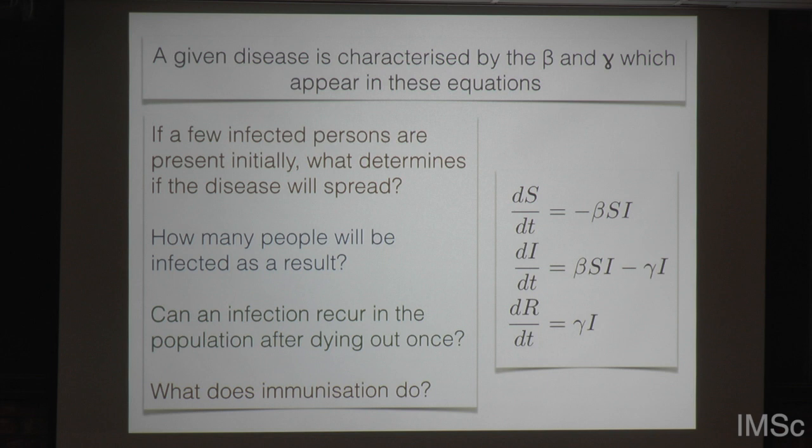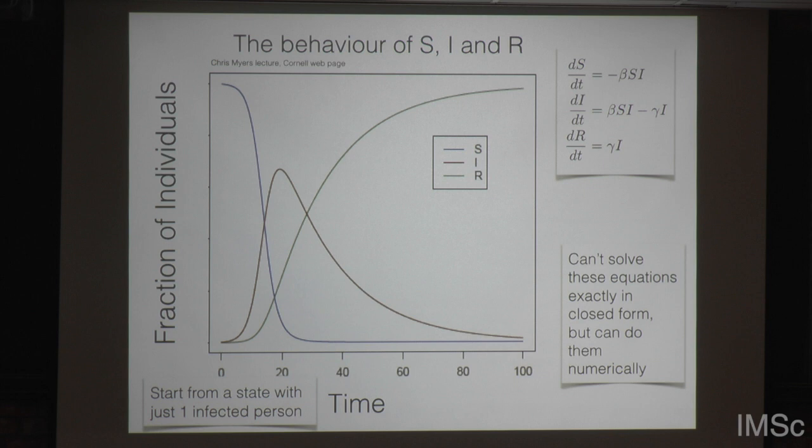You can take these equations and run them on a computer. These equations cannot be solved analytically, essentially because of the nonlinear term, the S times I that appears both here and here. But solving a system of nonlinear coupled ordinary differential equations is a job that is easily given to a computer. So let's ask what happens. I'm not telling you what the beta and gamma are. We'll repeat this for different values of beta and gamma. But look at what is shown here.